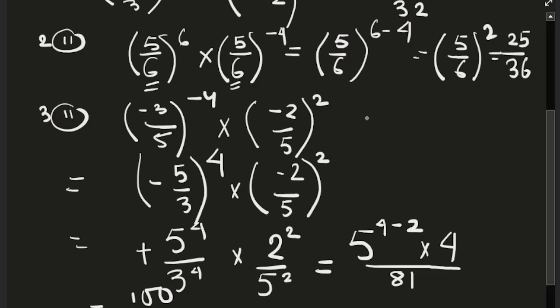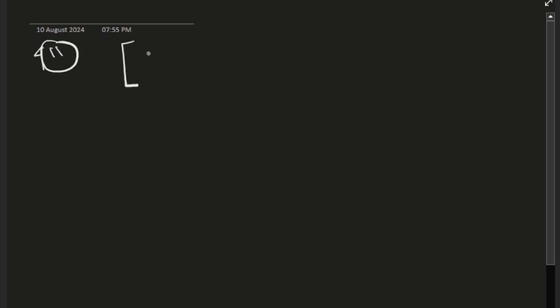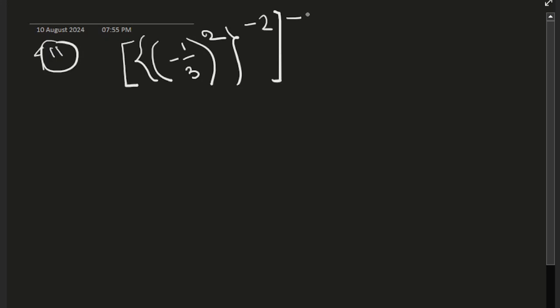Now let's do another problem from that exercise. Let's do question number 4, the second question. So it is third bracket open, then second bracket open, then first bracket open, (-1/3) whole to the power of 2, again second bracket close, power minus 2, third bracket close, power minus 1.